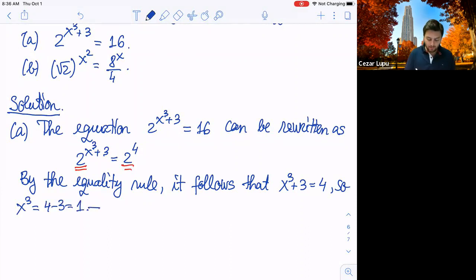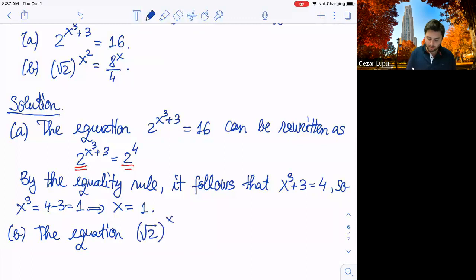So from here, it follows that x equals 1. And that's it. Now let's see the second one. So again, let's rewrite the equation. The equation: square root of 2, everything to the power x squared equals 8 to the x over 4. Let's rewrite this.